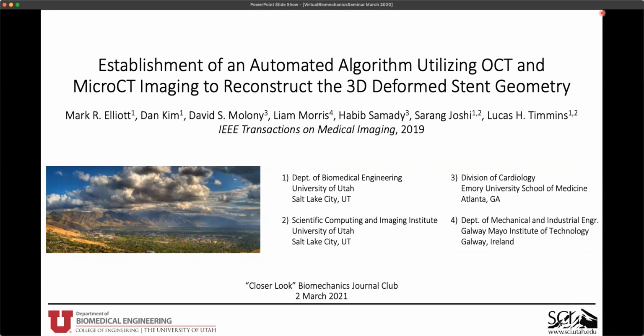So as Adrian mentioned, I'm going to present some of our work in the setting of vascular stenting, and specifically a method we've looked at developing that allows us to reconstruct the geometry of a stent deployed in vivo in 3D.